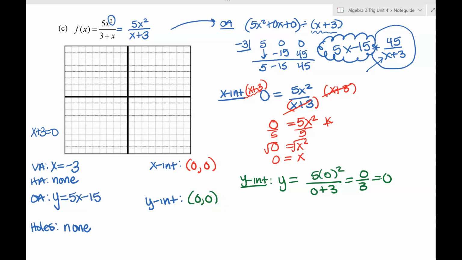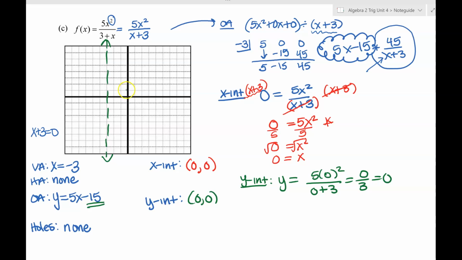So what this means is I'm going to mark everything on my graph. I have a vertical asymptote at x equals -3. I have an oblique asymptote at y equals 5x minus 15. So notice that I have to graph this line that has a slope of 5 and a y-intercept of negative 15. That's really big for my graph.